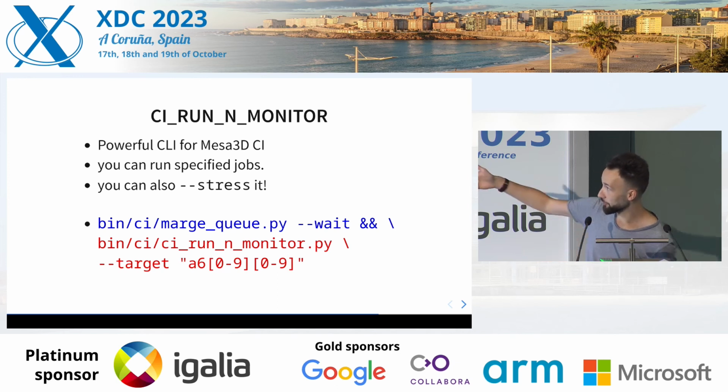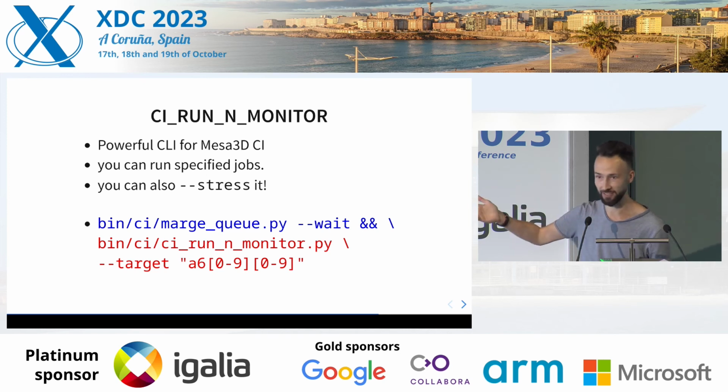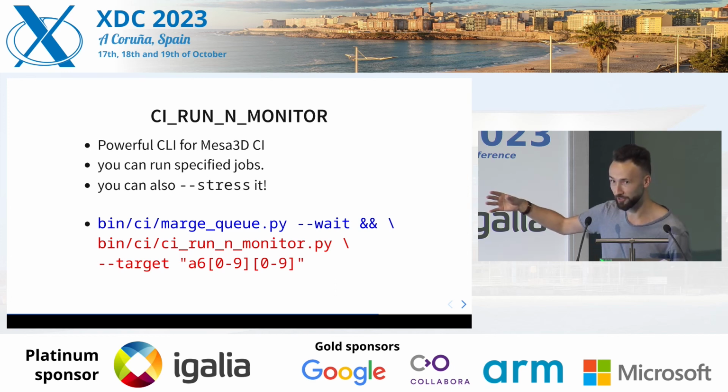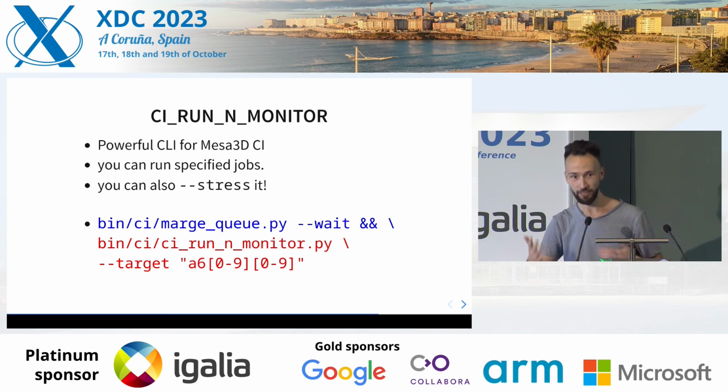And as you see here, you can specify your jobs. For example, this is Adreno 600 anything jobs. So if you need to test, for example, one category of devices, you can specify it. Or you can specify multiple devices with regex. So that's nice. And also, as you see, you can use the merge queue, so it will wait until the queue is empty and then you start testing. So you will not interfere with the pre-merge testing.